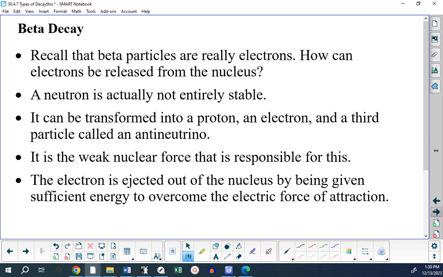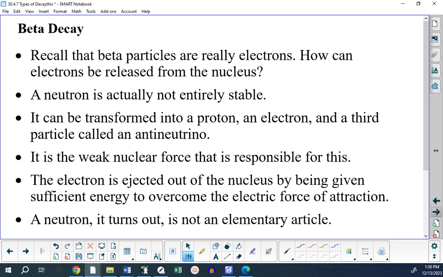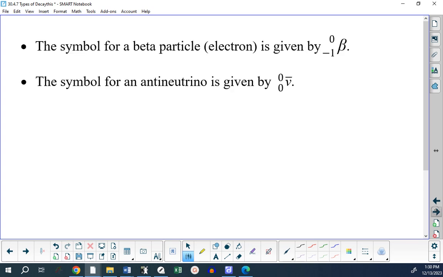The electron is ejected out of the nucleus, I like to say, because it's not welcome there. What's welcome in the nucleus? Protons and neutrons. So the electron is kicked out. The antineutrino is kicked out as well. So it turns out a neutron is not an elementary particle.